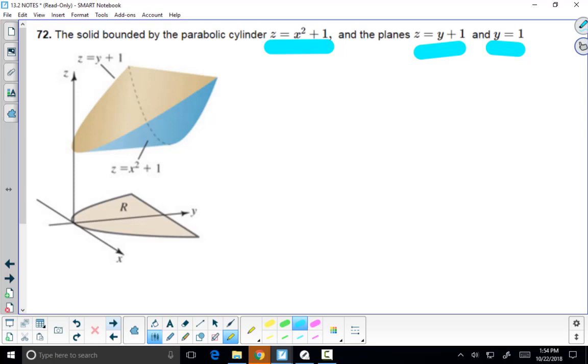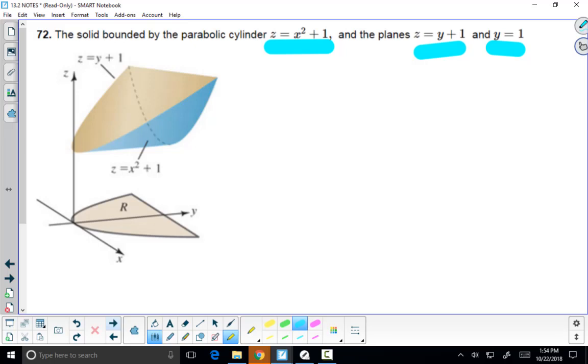Do we have a unique left and right surface? Wait, which is left and right? Left and right are always with respect to y. Yeah, then yes. So we have our trough coming along, and we have that diagonal plane that cuts it off. This could act as the left surface, the diagonal plane, and the right surface would be this vertical plane at y equals 1. You see that?